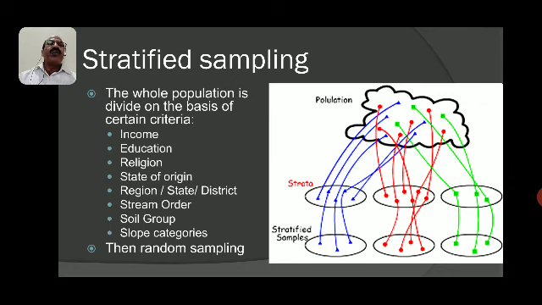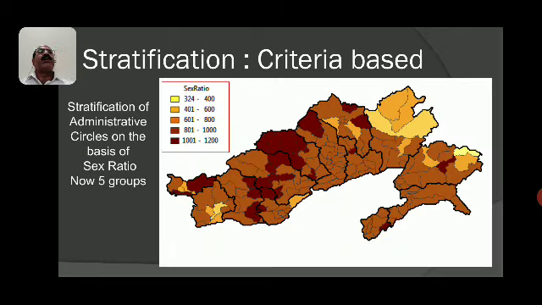Then the stream order: you can take first, second, third order as one group, fourth, fifth, sixth as another group, seventh and above another group. Then the soil group, or slope categories, say 0 to 10, 10 to 20, 20 to 30, you can get slope categories. In that way you can do it. Then you go for the random sampling.